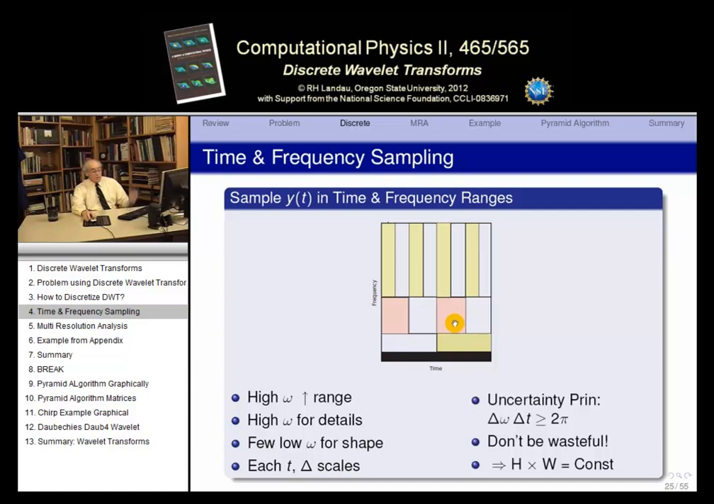Okay? So now the mathematics. Remember, the uncertainty principle tells us that for any wave packet, the frequency range times the time range is greater than 2 pi. Fine, we can use that to advantage by not being wasteful. That says, whenever we do a measurement, don't do any more than is needed. Make sure each of these boxes has the same area. So if they have the area 2 pi, that's the best we can do within the uncertainty principle. Cover that range with frequencies and times, and we're done.